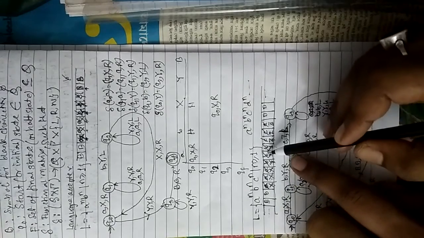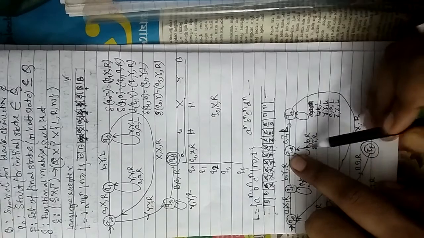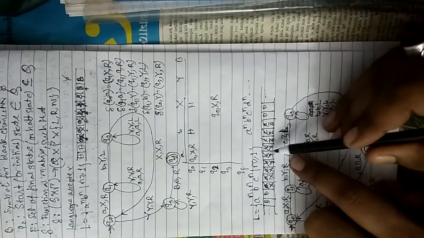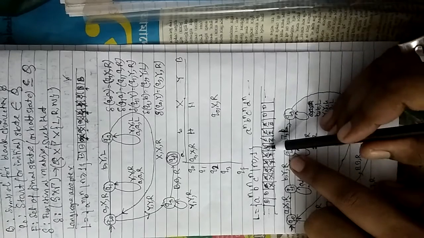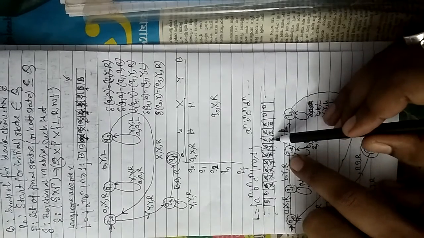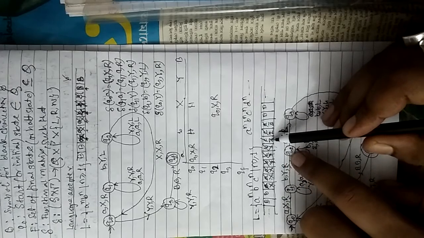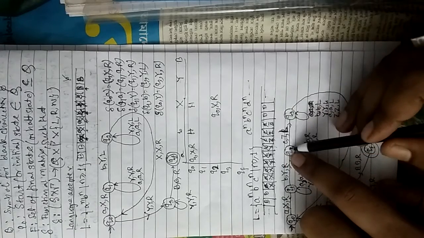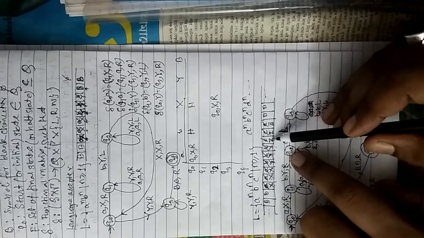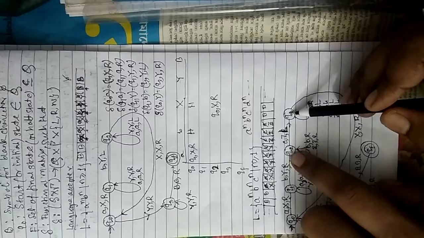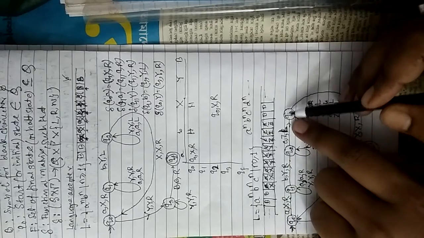You are at the q2 state reading b, and replace b by b, moving towards right. Again at q2, replace this b by b, move right. Now you are at the q2 state but reading the first c. Replace this c by z but move towards left with a state transition, so you are at the q3 state.